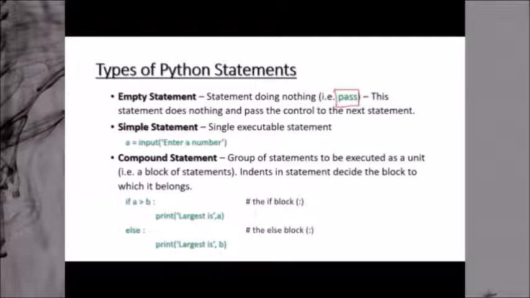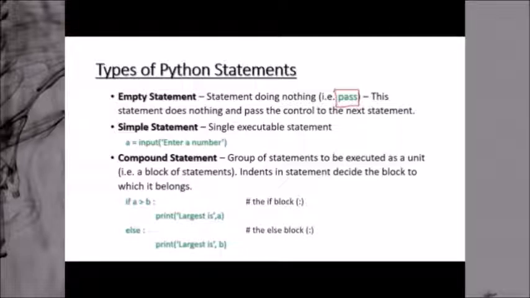This statement does nothing and passes the control to the next statement. If you write pass 2 times, you will move to the third statement, and so on. Next is simple statement, a single executable statement. Most of the statements we write in Python are simple statements, like a is equal to input, enter number, where we want to input something. And then we have compound statement.